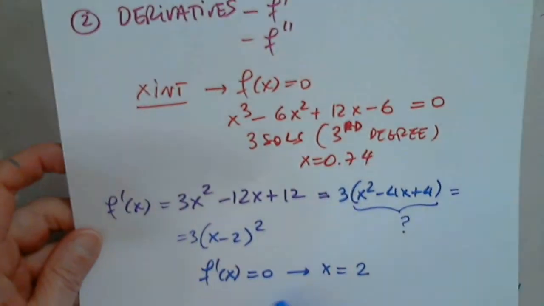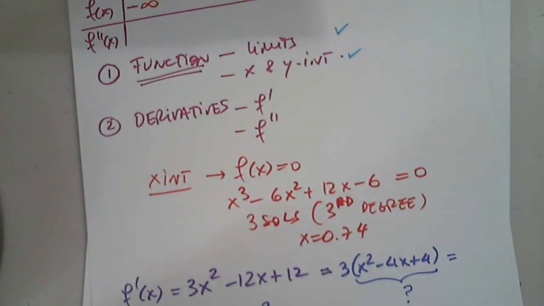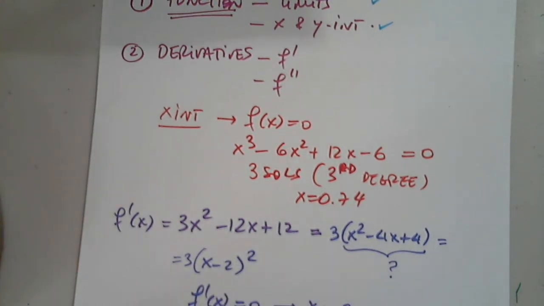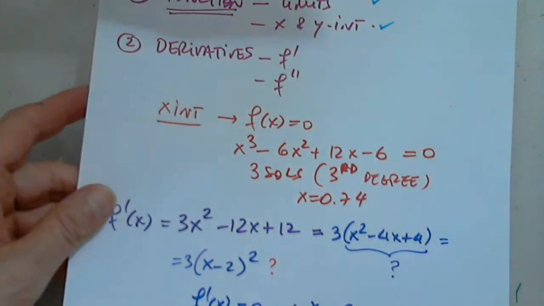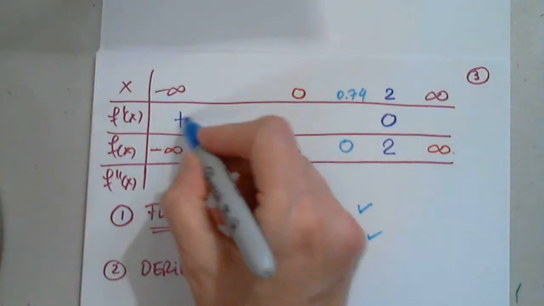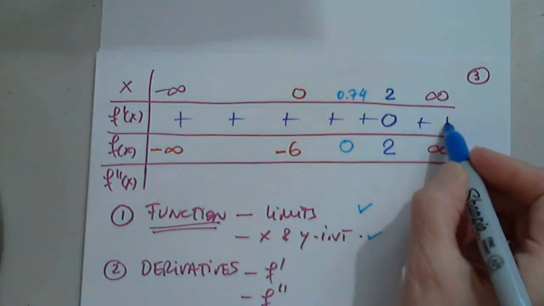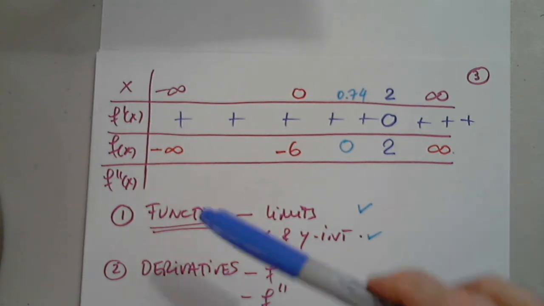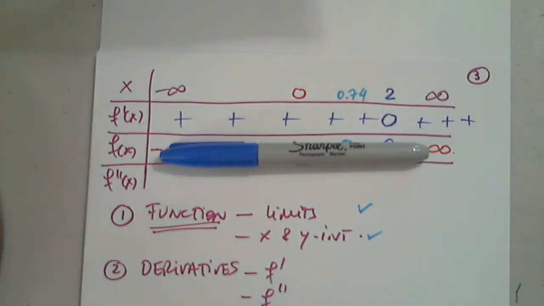Now I have to study the sign of the first derivative. That's why I factored it. Can anyone give us the sign of the derivative? Positive. Always positive. What does that mean? It means that the function must do what all the time? Increasing. Excellent.